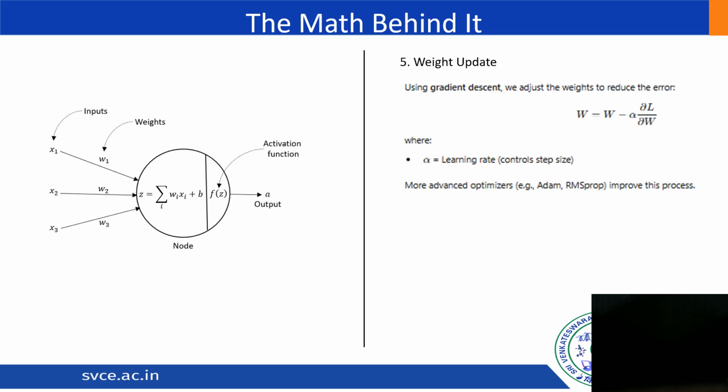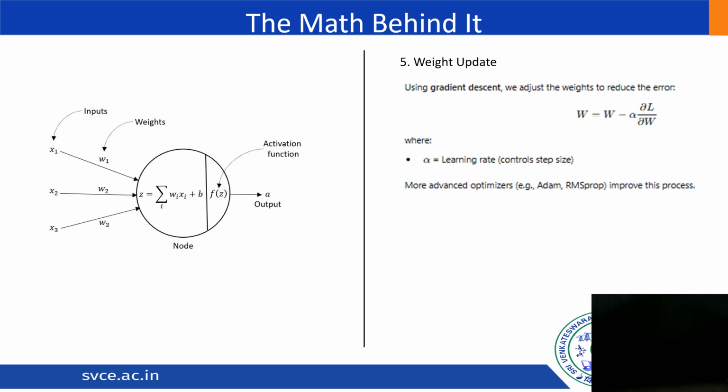So using that, we will use the gradient descent which we have calculated in the previous slide to adjust the weight in order to reduce the error. So W is equal to W minus lambda dou L by dou W. So here lambda is the learning rate which controls the error at each and every step.